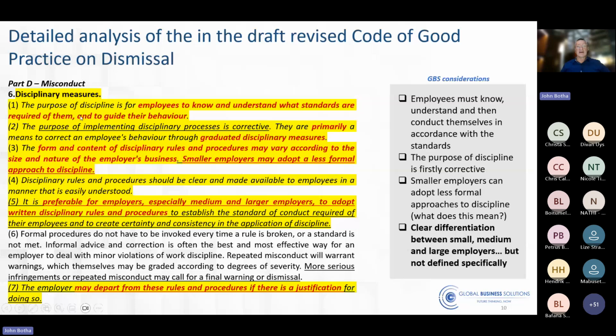So let's see what the Code of Practice says about dismissals for misconduct, and of course, by implication, your disciplinary codes. The first thing that the Code on Misconduct says is that the purpose of discipline is for employees to know and understand the standards that are required of them and to guide their behavior. This morning, I was just looking at what the law requires companies to do as a mandatory obligation to their employees.